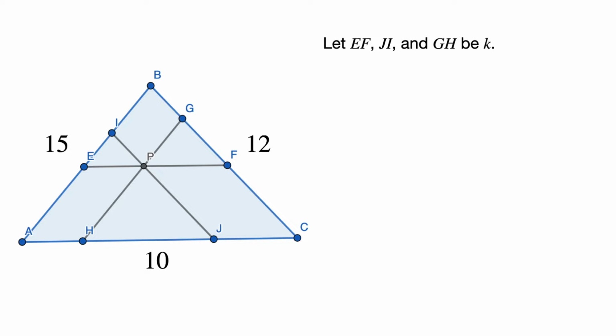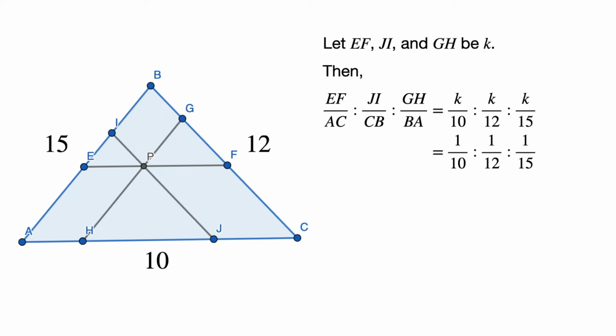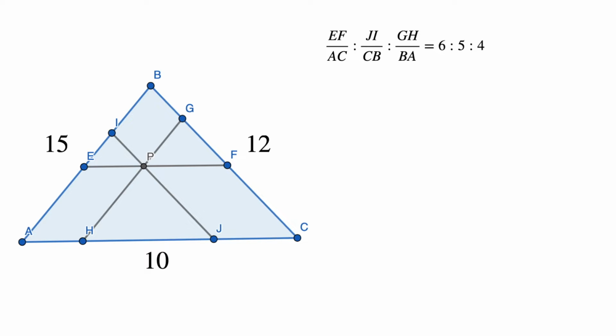We let EF, JI, and GH be K, since we don't know what it is, so K is just a placeholder for that unknown value. Then we write out the ratio of each small triangle to the bigger triangle, like this. Now we plug in the values, divide by K, multiply the fractions with the denominator's smallest common multiple, which is 60, and we get the simplified ratio of 6 to 5 to 4. So now we have the ratios comparing each small triangle to the bigger triangles.